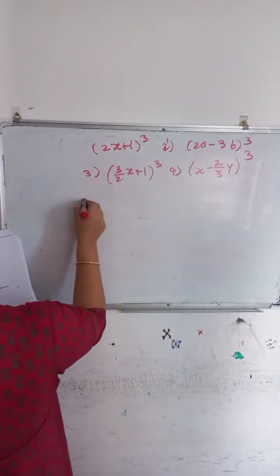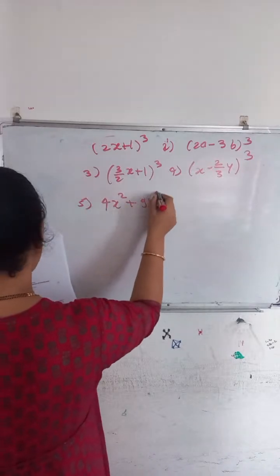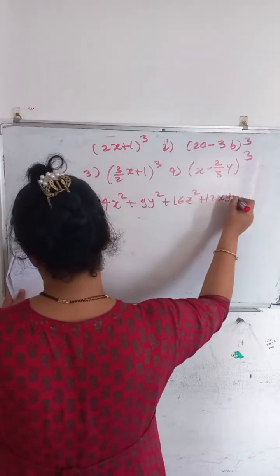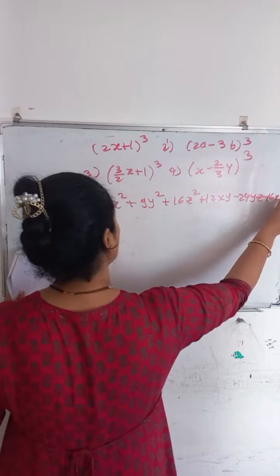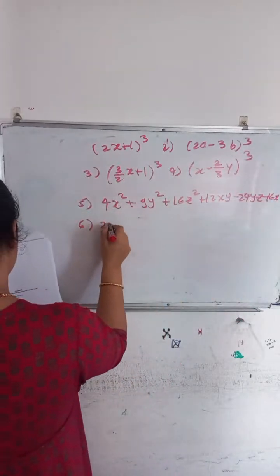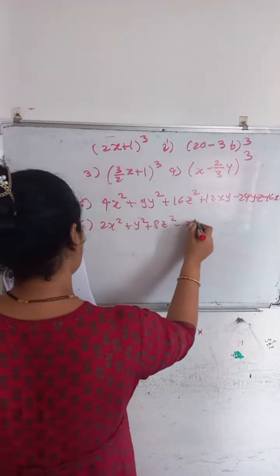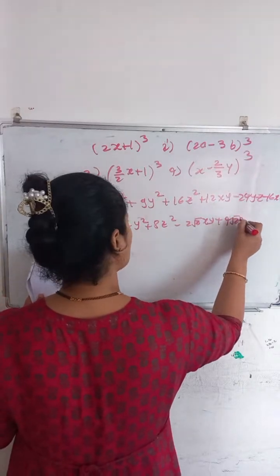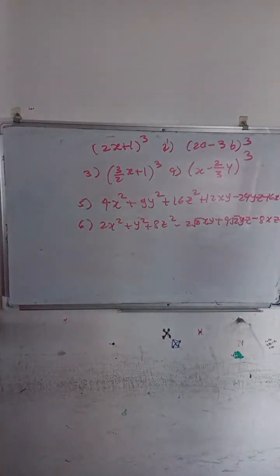One more question. Fifth one: factorize 4x² + 9y² + 16z² + 12xy − 24yz − 16xz. Then 2x² + y² + 8z² − 2√2xy + 4√2yz − 8xz. Write down these problems for the homework.